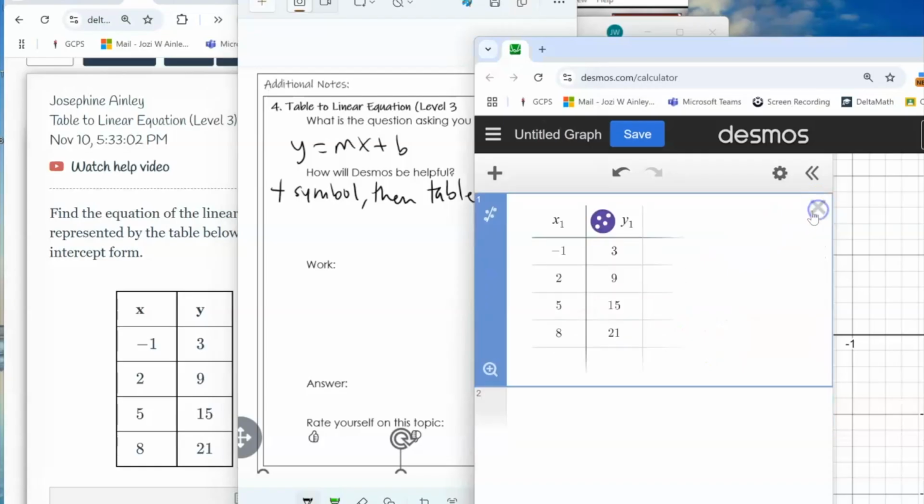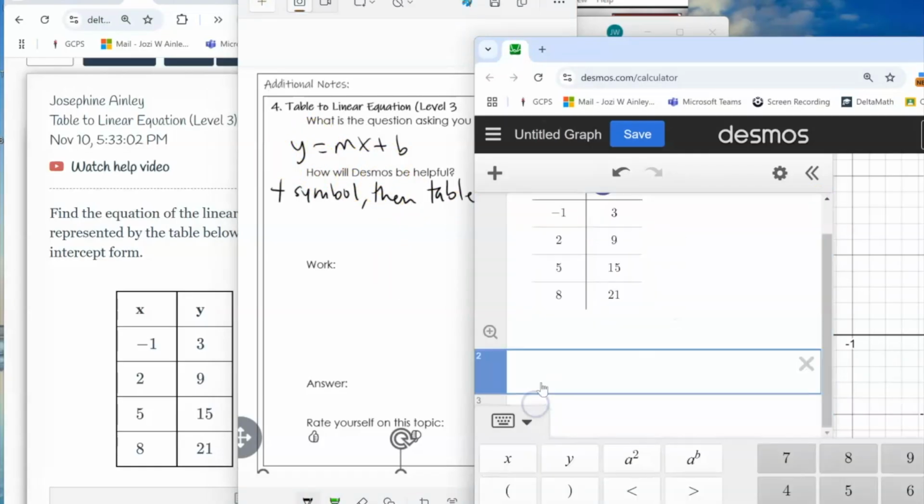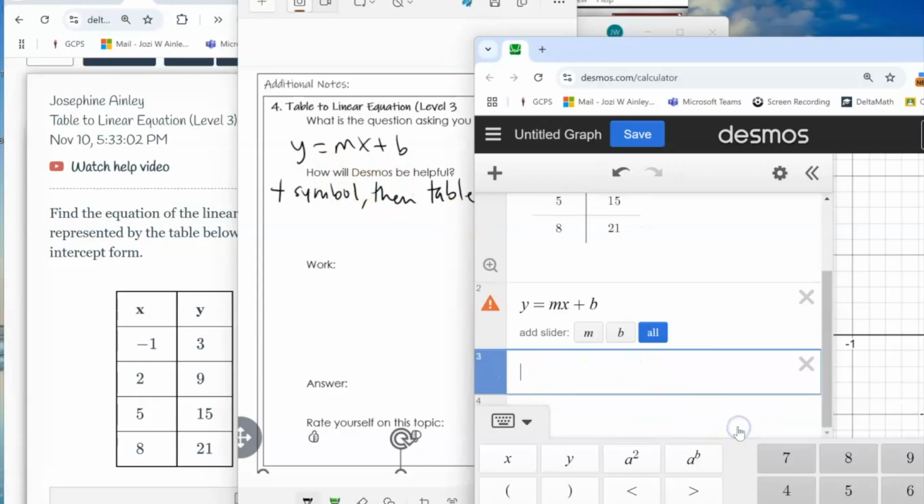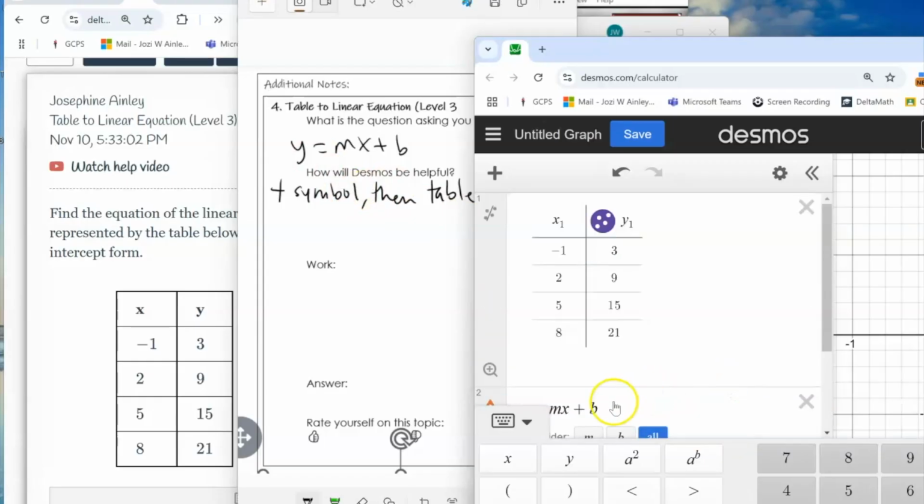Now what do I do? I got the table in here. I want it to give me this equation. So what do I tell the calculator to do? I tell it, give me this equation. So I'm going to type y equals mx plus b, and I'm going to do that twice, and you'll see why in just a second. Now it's asking me, well, oh, this is different.